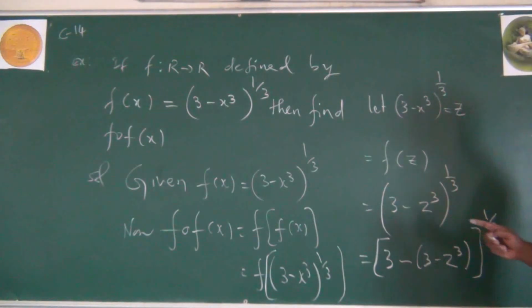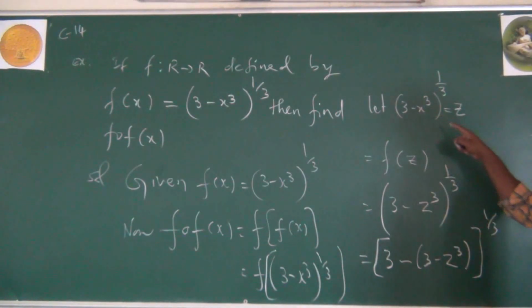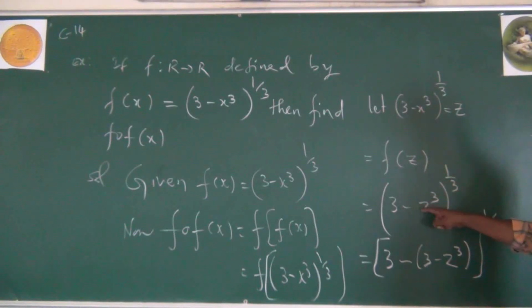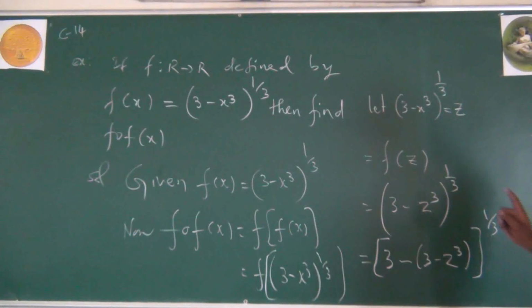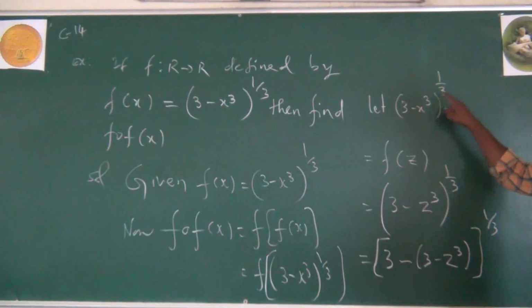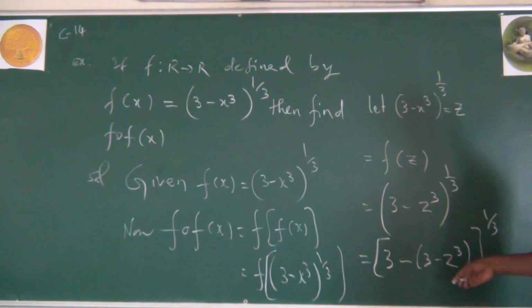I'll repeat once again. f of z is (3 minus z cube) whole raised to 1 by 3. So what is z? z is (3 minus x cube) whole raised to 1 by 3. So 3 minus, what is z? Z value is 3 minus x cube.